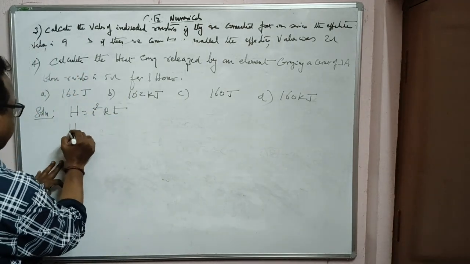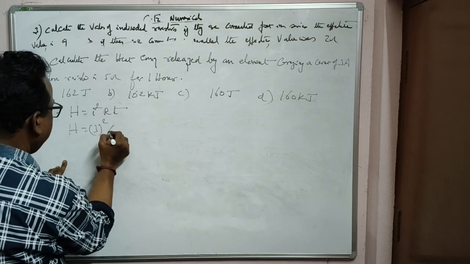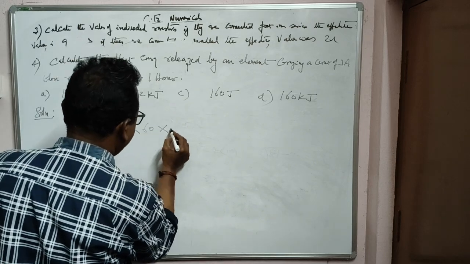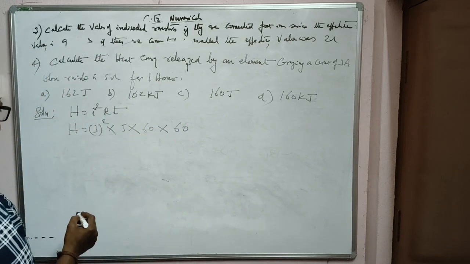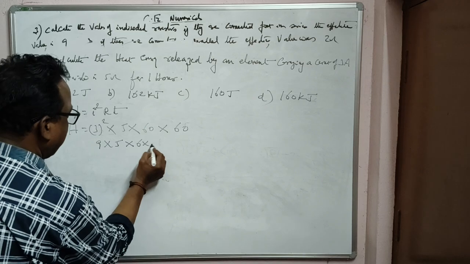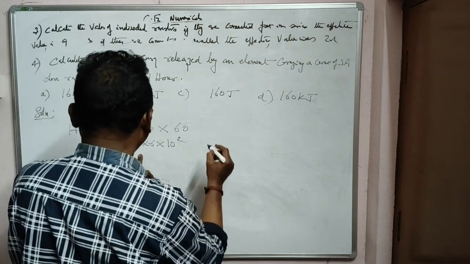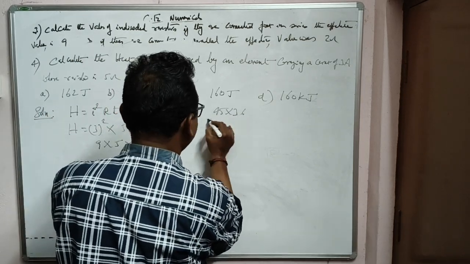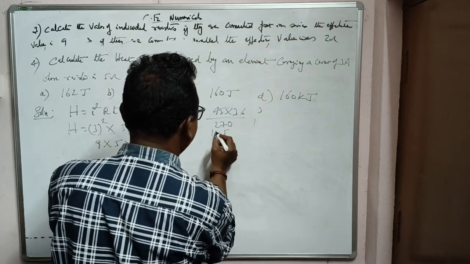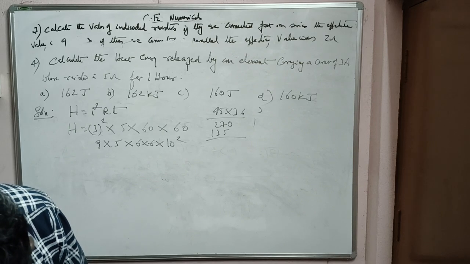So heat energy H is given by I square R T. How much current is passing? 3 amperes, so 3 square. How much resistance is given? 5 ohms. 1 hour time is given. 1 hour means 60 minutes and 1 minute is 60 seconds. So finally if you calculate, 3 squared is 9, into 5, into 60, into 60. Is that the right one, or have you taken any wrong values?